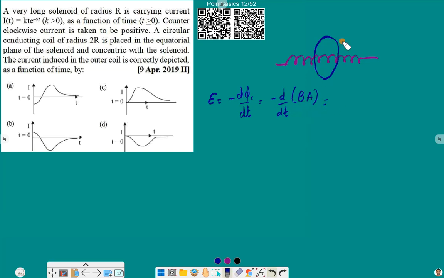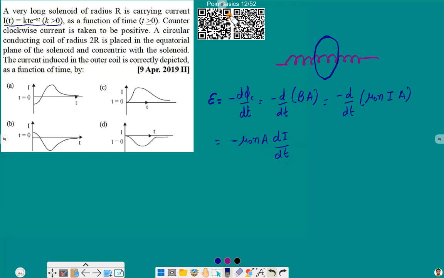Now the area is constant for this coil, and let's write out the formula for the magnetic field. The magnetic field due to the solenoid will be mu naught n I, where n is the number of turns per unit length, I is the current, and then into the area. So here mu naught, n and A are all constant. We just need to find out the variation of I with respect to time. So this will be reduced to negative mu naught n A dI by dt.